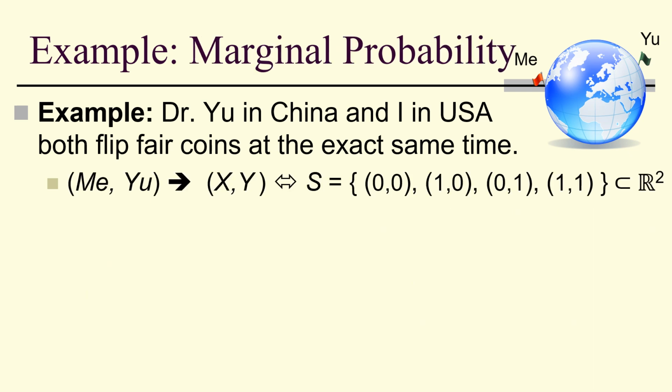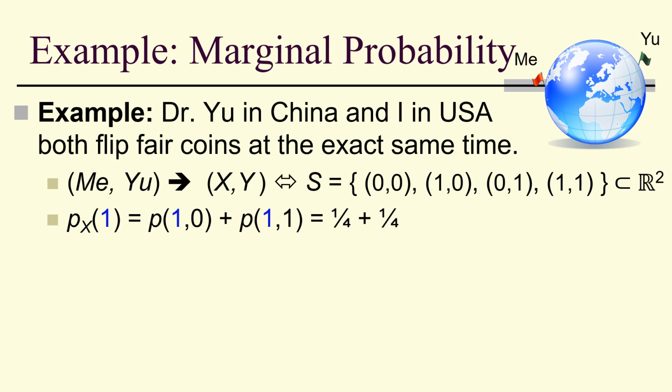So let's look at the marginal probabilities. So let's look at the probability that I get a heads. That means P sub capital X of 1. Well, that is the joint probability that I get a heads, Yu gets a tails, plus the joint probability that I get a heads and Yu gets a heads also. That's a fourth plus a fourth, and that's a half. Probability of heads for me.